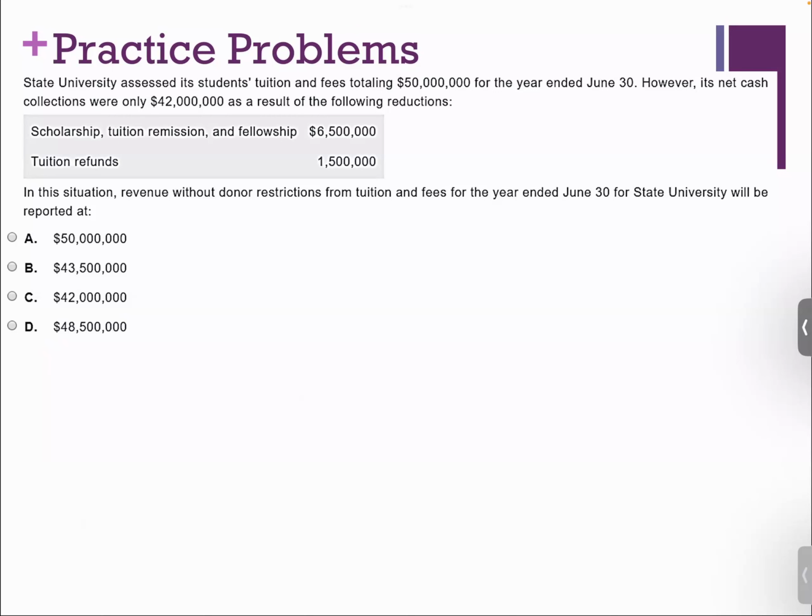be reported at, okay, so we start at 50, and then scholarships, tuition remission, fellowships, that's all going to be recorded as expenses or allowances. But tuition refunds, that does reduce the gross amount, right? And so 50 minus 1.5 would be 48.5.